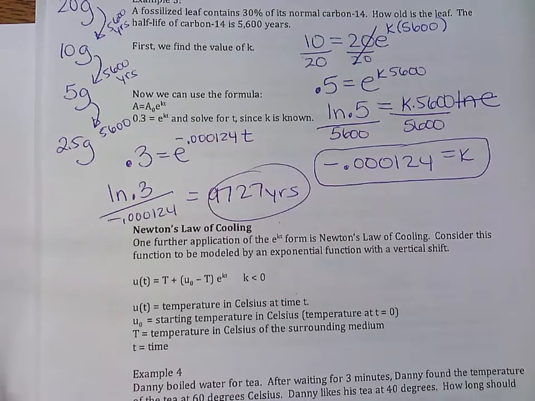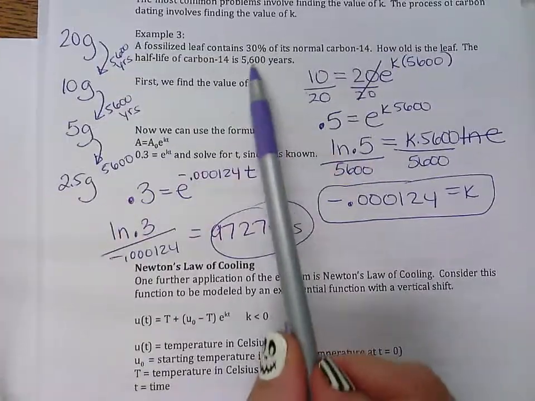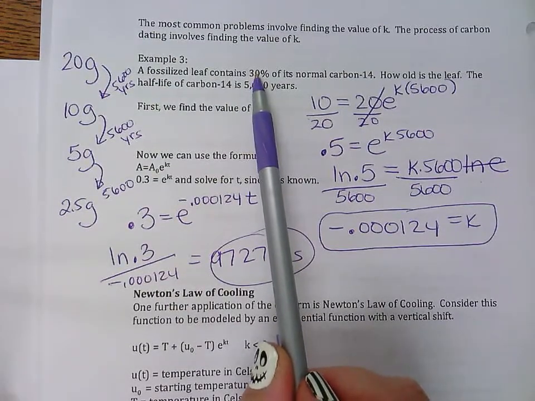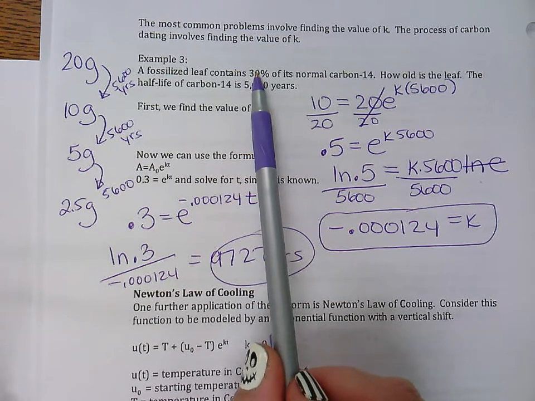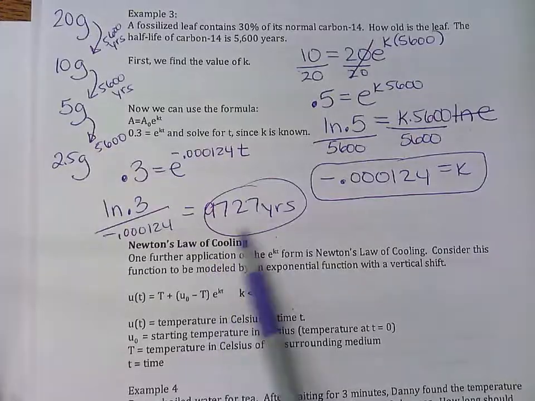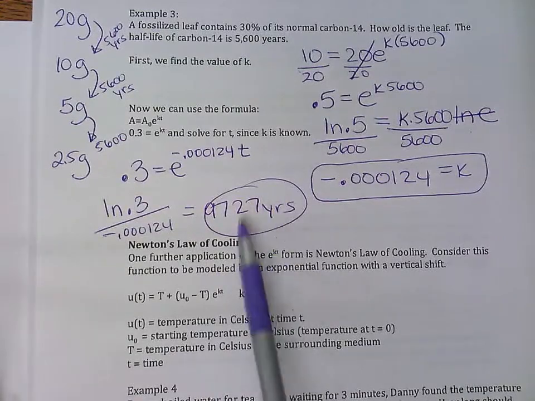Estimated it was more than 5,600 years old. Actually, if it had been 25%, it would have gone from 50 down to 25. It would have been exactly 2 half-lives old. So this is almost 2 half-lives old.